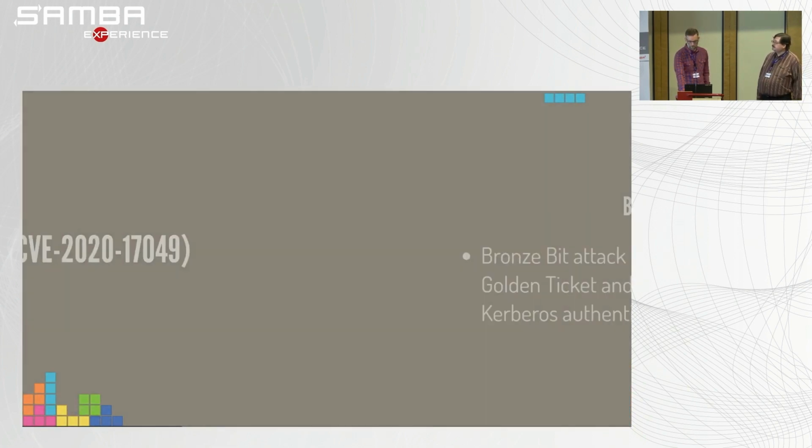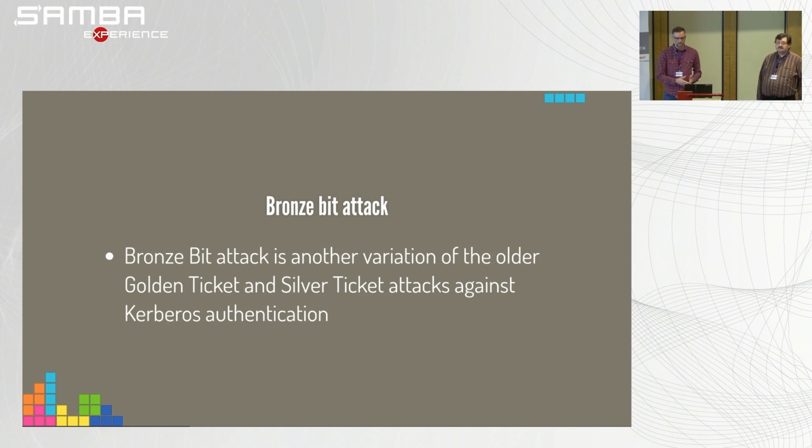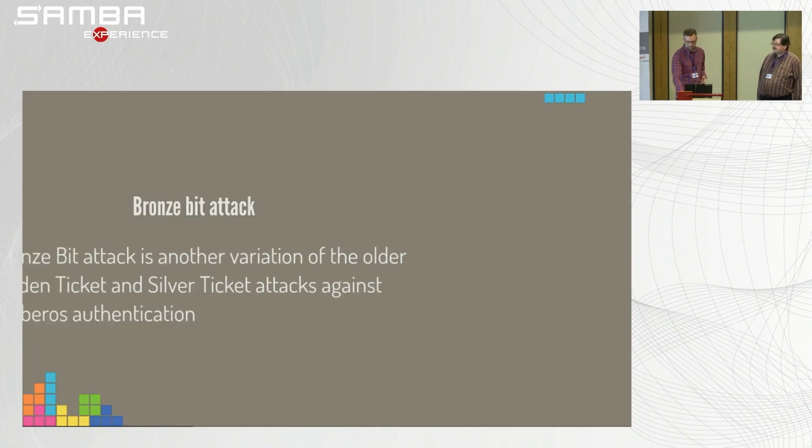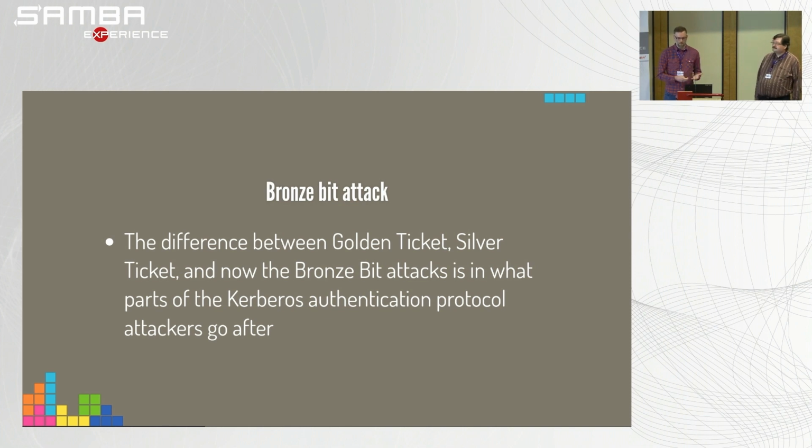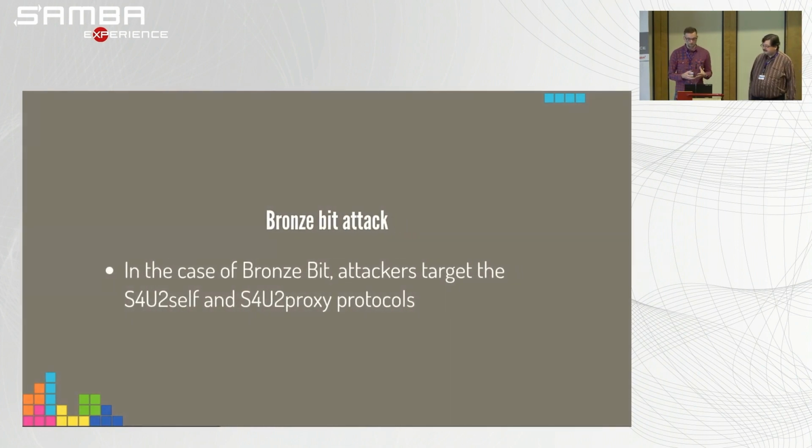Yeah, so first comes the Bronze Bit attack. The Bronze Bit attack is another variation of the older golden ticket and silver ticket attacks against Kerberos authentication. The idea is to get a privileged ticket without authentication, or with a less privileged ticket to get a higher privileged ticket. The difference between the golden ticket, silver ticket, and now the Bronze Bit attacks is in what parts of the Kerberos authentication protocol the attackers go after. And in Bronze Bit, the case is that attackers now go after the S4U protocols, S4U2self and S4U2proxy.